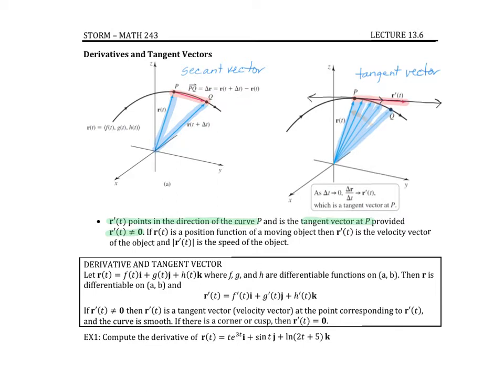Now you imagine, let's say that we have a position function. Then r prime, the derivative, is going to be our velocity vector. And its magnitude, r prime's magnitude, is going to be the speed of the object. So a lot of application and similar applications to what we had when we looked in Calculus 1.